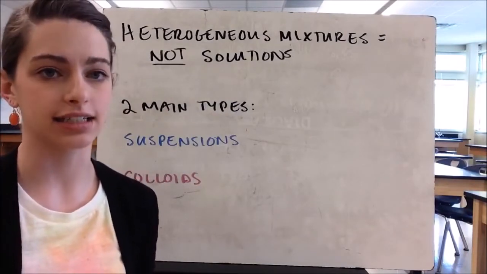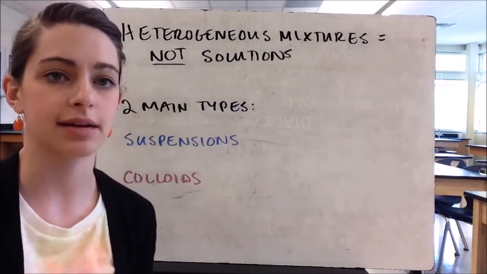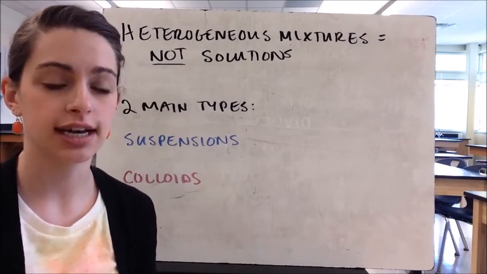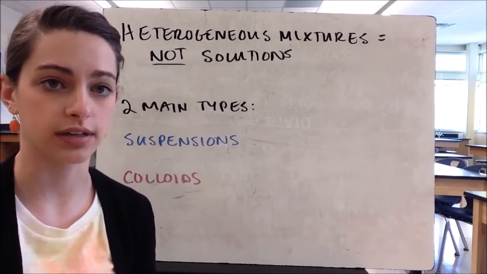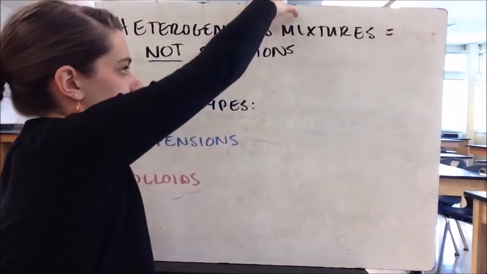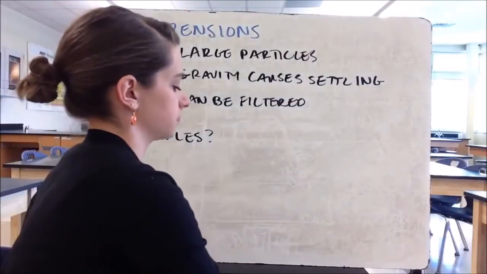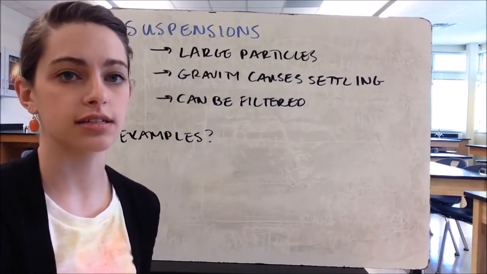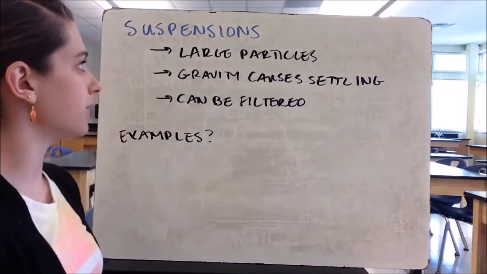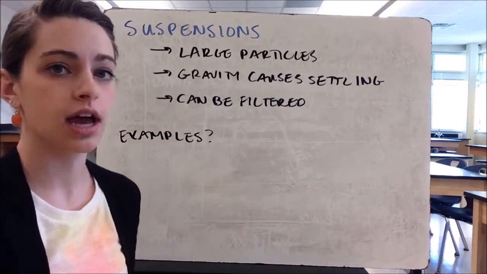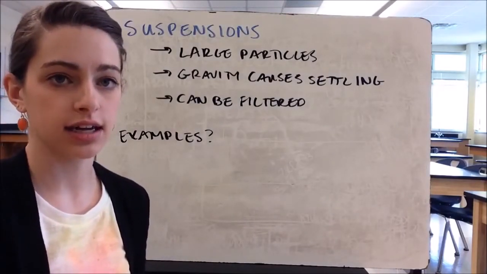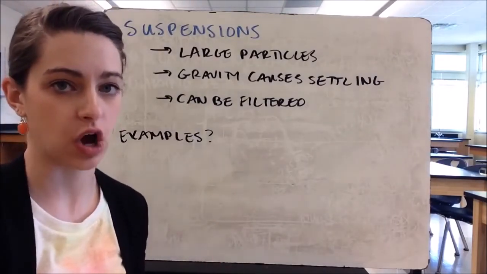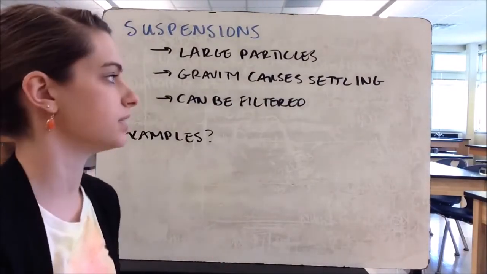Heterogeneous mixtures are not solutions, and we have two main types of heterogeneous mixtures that we're going to look at. The first type is called a suspension, and the second type is called a colloid. So let's look at suspensions first. The main difference between a suspension and a colloid are the sizes of the particles. So in a suspension, we have large particles. Gravity will cause settling, and they can typically be filtered because the large particles can get caught in the filter and you can separate the two pieces.